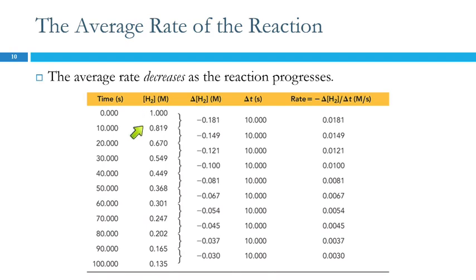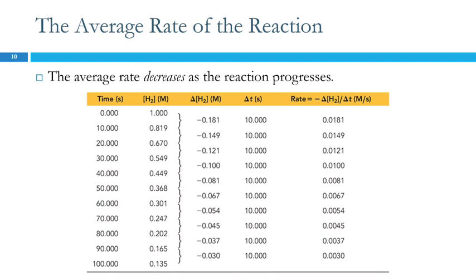between the first point and the second point, we can find the change in the concentration. That's this one minus that one. And we can find the change in time, 10 minus 0. And we take the change in hydrogen over the change in time, multiplied by negative 1 to make it a positive number. So we get 0.0181. We can do that for each pair of points. And what we see here is that the rate is getting smaller and smaller.